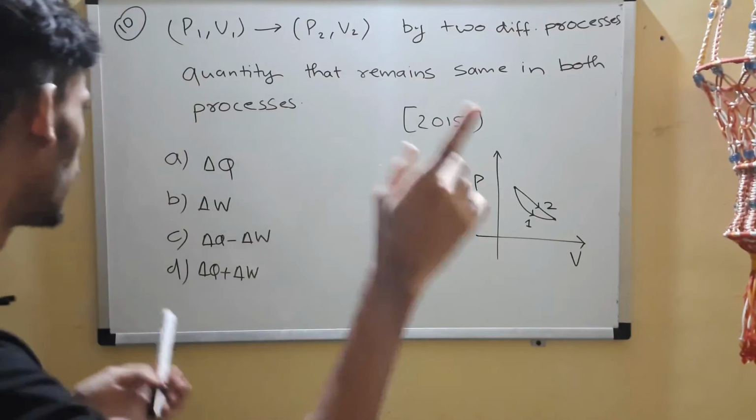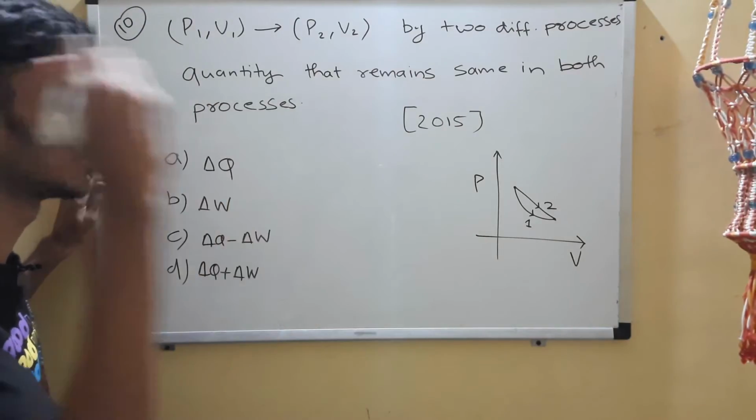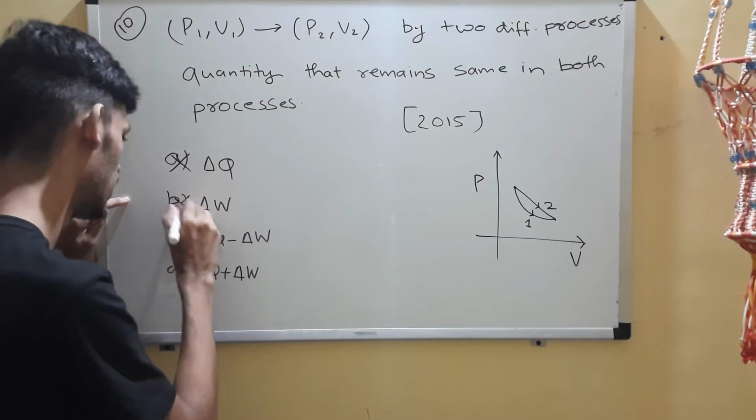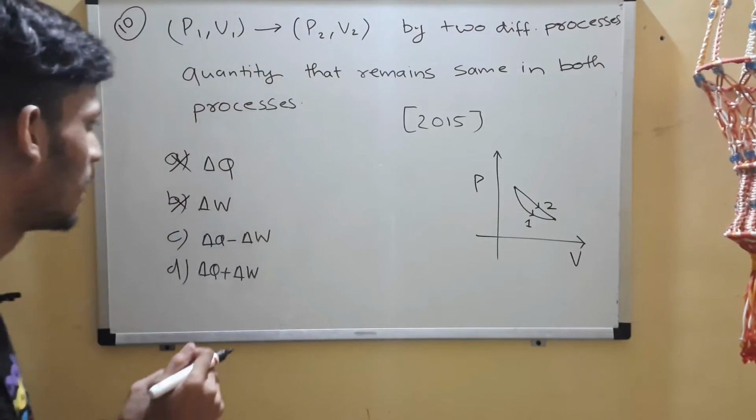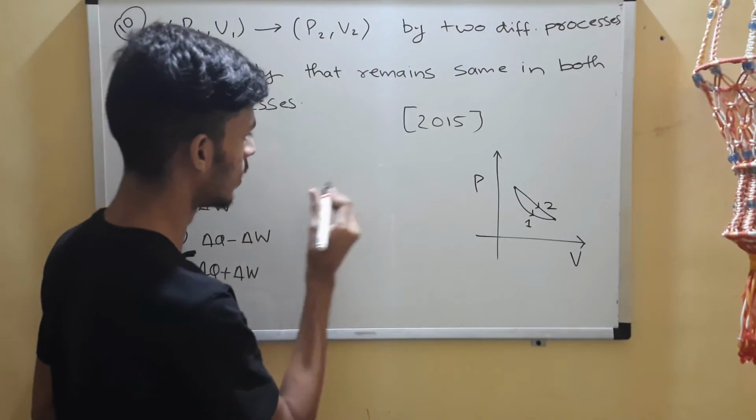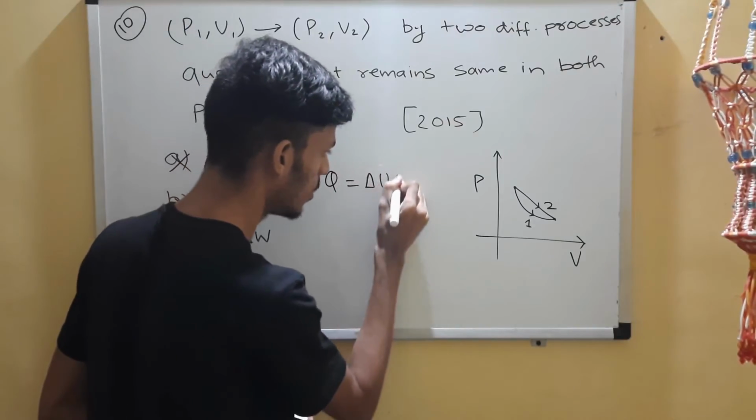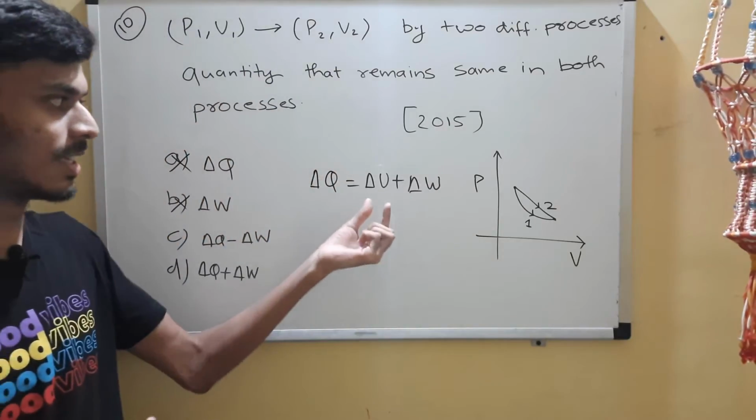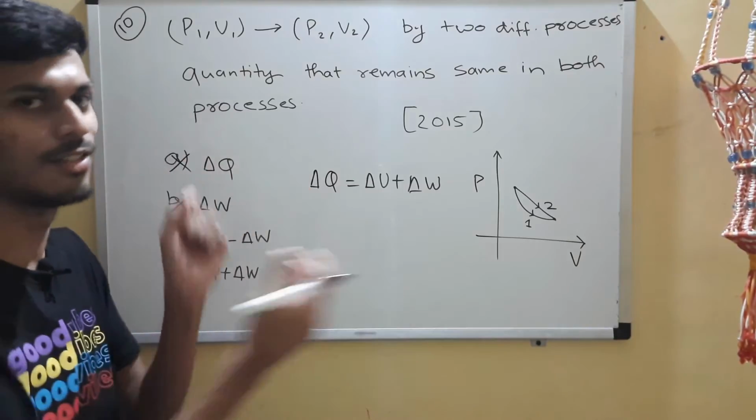If you know, heat is not path independent, it is path dependent, it is not a state function. Also work is not a state function, out of the options. Now the answer is given in hidden format. You have to apply the first law of thermodynamics for it. So let's write it: delta Q equals delta U plus delta W. Internal energy is a state function, right? It only depends on the initial and the final state.